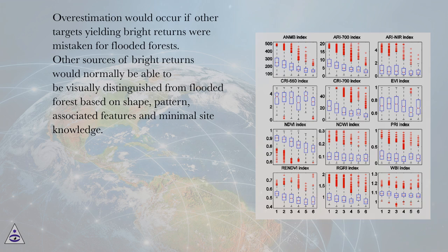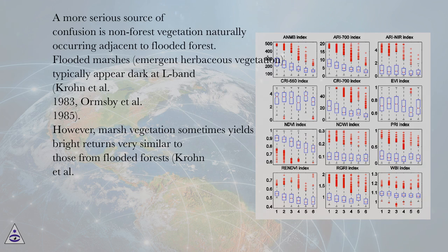Overestimation would occur if other targets yielding bright returns were mistaken for flooded forests. Other sources of bright returns would normally be able to be visually distinguished from flooded forest based on shape, pattern, associated features and minimal site knowledge. A more serious source of confusion is non-forest vegetation naturally occurring adjacent to flooded forest. Flooded marshes, emergent herbaceous vegetation, typically appear dark at L-band, Crone et al. 1983, Ormsby et al. 1985. However, marsh vegetation sometimes yields bright returns very similar to those from flooded forests, Crone et al. 1983.